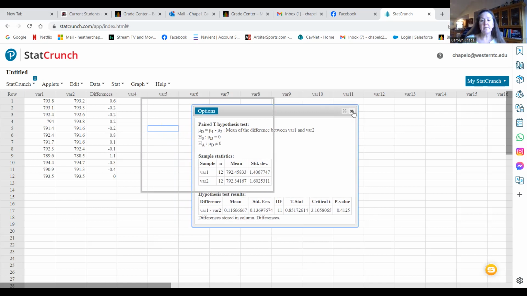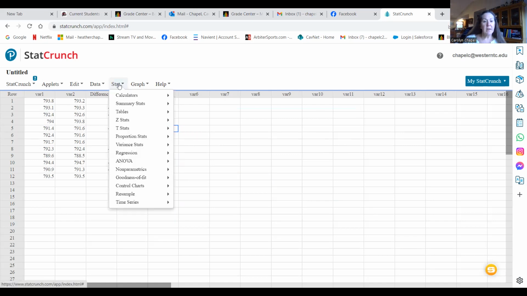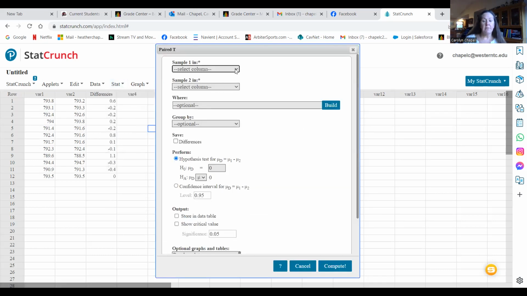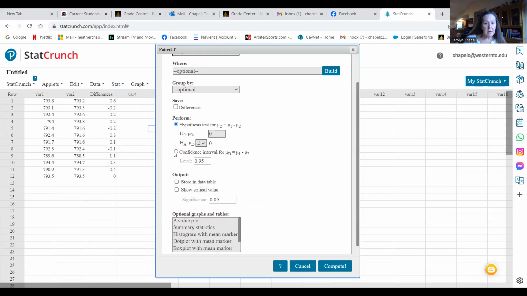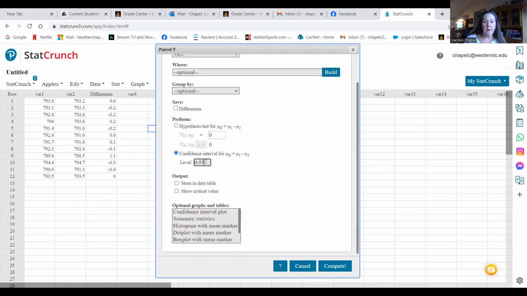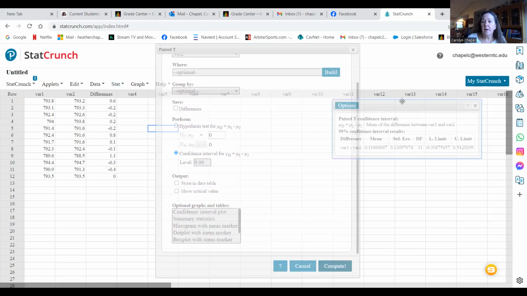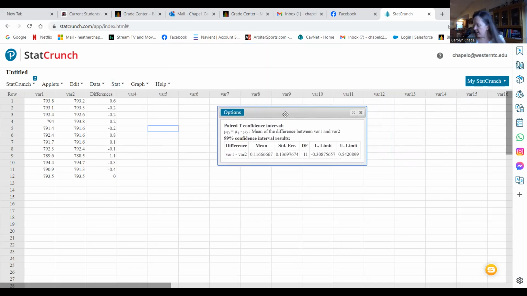I'm going to close this, but we'll also go do this again. So we're doing a t-stat. We're doing paired. Our variable is in variable 1. Sample 1 is in variable 1. Sample 2 is our variable 2. This time we are doing a confidence interval. I want to do a 99% confidence interval because my alpha was 0.01. So I want to make sure that I get the same results. And I'll hit compute and move this over a little bit so I can see it better.